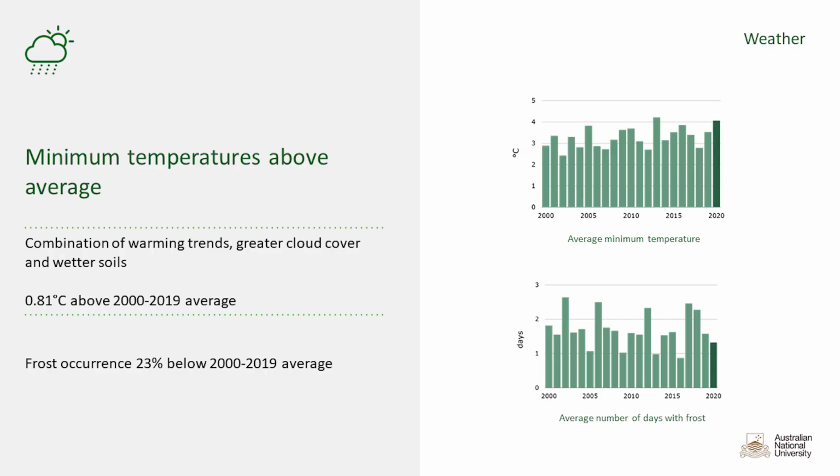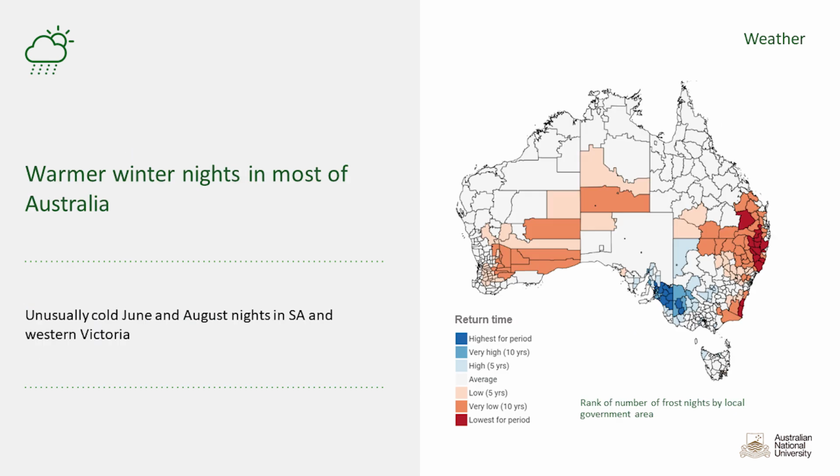Minimum temperatures were also above the average. This is due to a combination of warming trends, greater cloud cover, and wetter soils. They were 0.81 degrees above the 20-year average. Frost occurrence was also 23% below the 20-year average. And there were warmer nights in most of Australia, but there were unusually cold June and August nights in South Australia and Western Victoria.